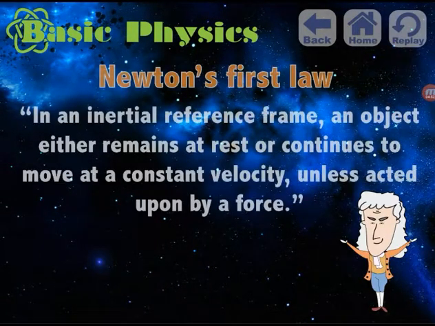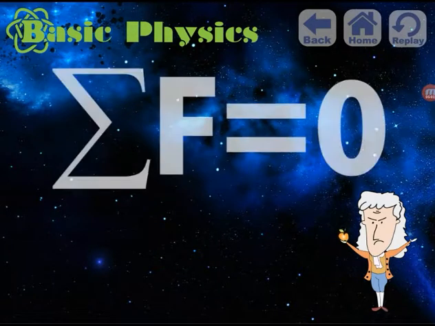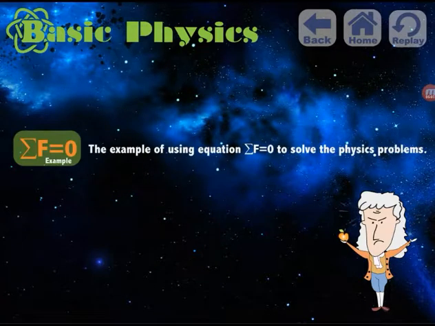In both cases mentioned earlier, it can be concluded that for case 1, if the object is at rest, or for case 2, if the velocity of the object is constant, then there is no acceleration, or the acceleration is equal to 0. It can be stated mathematically as sigma F equals 0. Here is an example of using the equation sigma F equals 0 to solve physics problems.